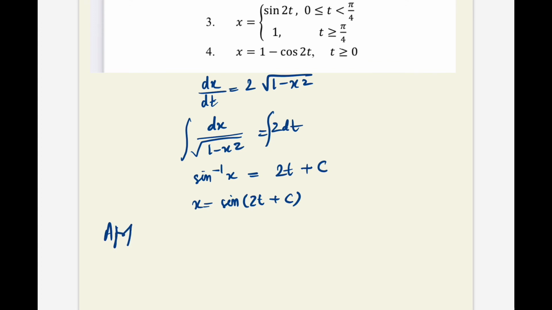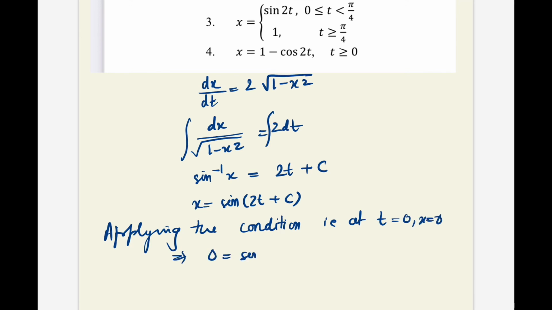Now applying the boundary condition, that is at t equals 0, x equals 0. This becomes sin(0 plus c), that is sin c equals 0, which means c equals n pi.